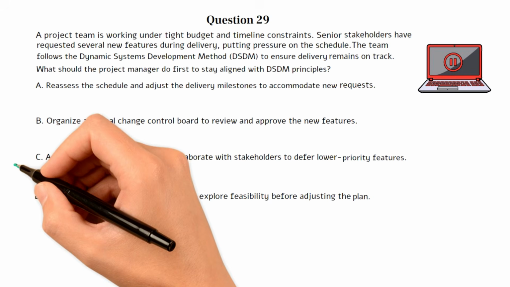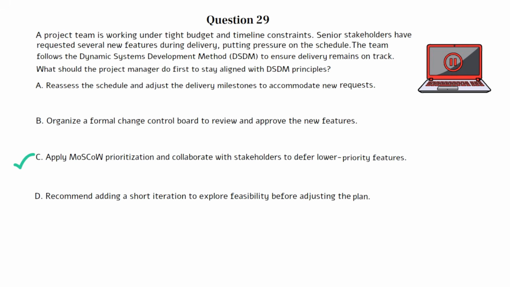The correct answer is C. This question is testing your ability to apply the principles of DSDM in a constrained project environment. DSDM assumes that time and cost are fixed, so the way to handle changing demands is by adjusting scope, not deadlines or budget. The core technique used in DSDM is MoSCoW prioritization, which ensures that must-have items are delivered, while could-have or should-have items may be deferred if needed.